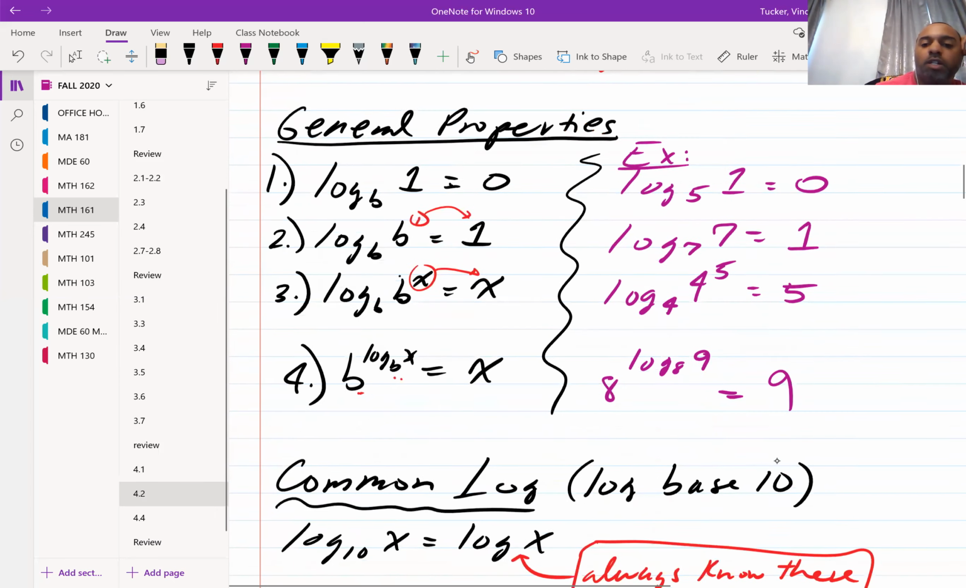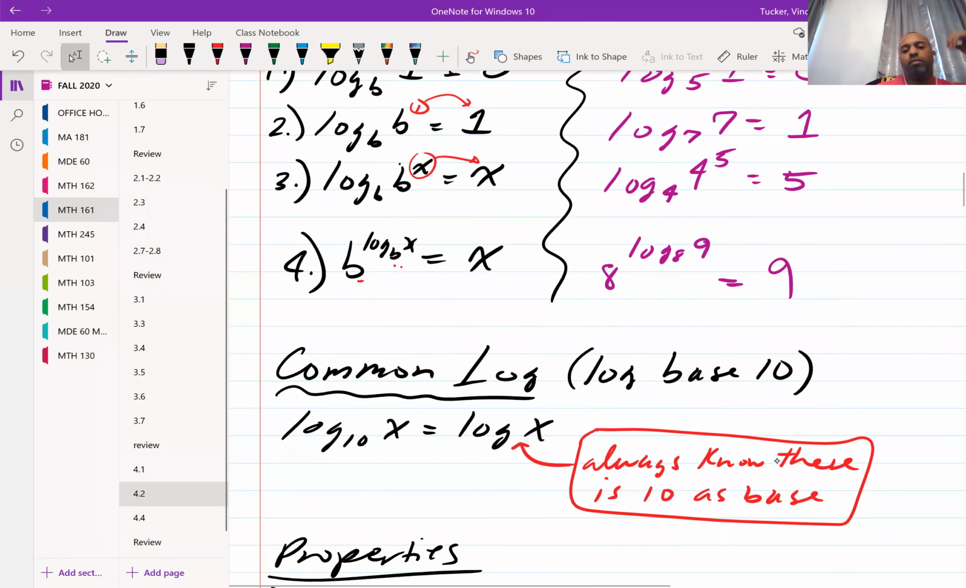All right, so now the common log is going to be log base 10. In your calculator, there will be two logs that will always be there, and one of them is the common log. If you don't see anything, they assume that you know there's a 10 there. So you can never write log with nothing and assume that there's anything there other than 10. That's why it's called the common log. When you have nothing there, they assume there's a 10 there for the base.